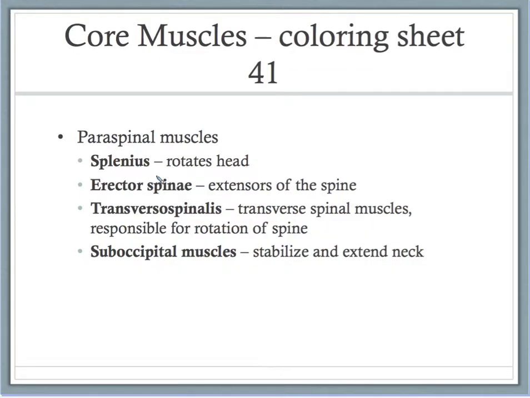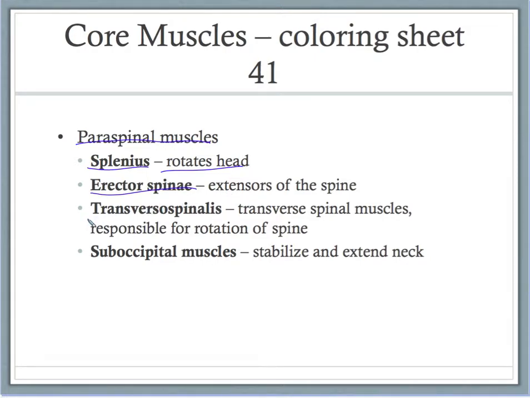We're talking about core muscles. We have a couple of different ones. These are called paraspinal muscles. They run right along your spine and function to keep you in line. There's a couple different ones. The splenius runs all the way up your spine and rotates your head. Your erector spinae extends the spine, so it allows you to bend backwards. People that can do a back bridge have a quite strong erector spinae and other muscles that are flexible.